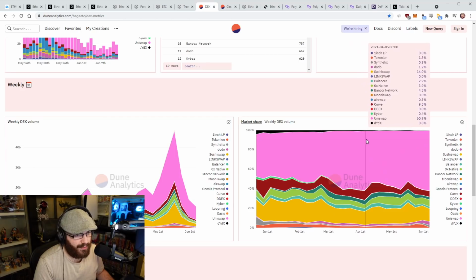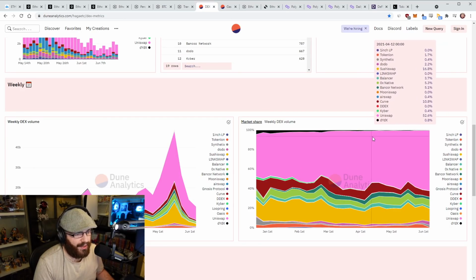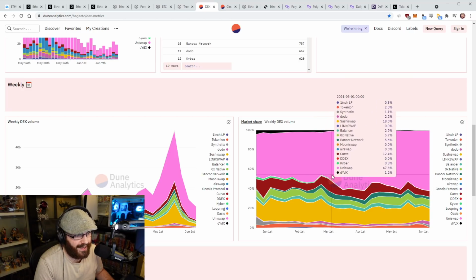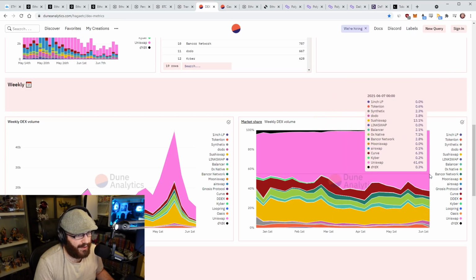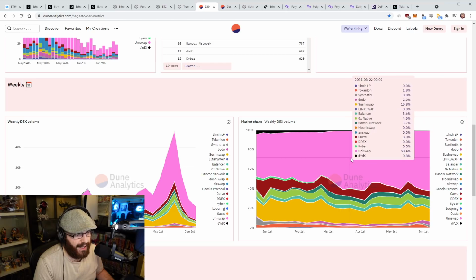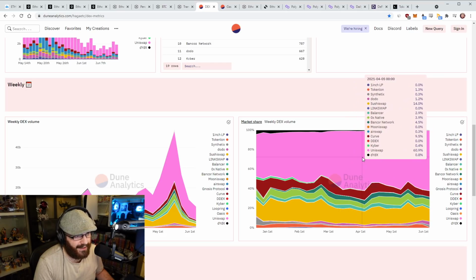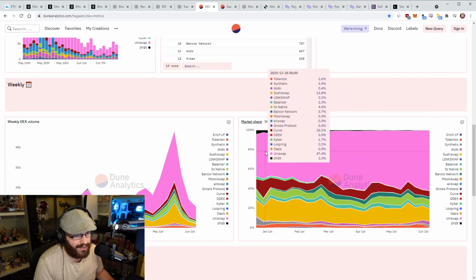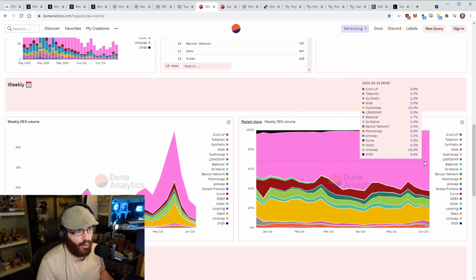You can also see from this weekly DEX volume chart that Uniswap has actually been still increasing its dominance, or at least staying as dominant as it has been traditionally. It accounts for 61.6% of the DEX market share, whereas in the past it was less. I think it was 60% back in April as well, but you can see here it was much less, and it's just become more over time.